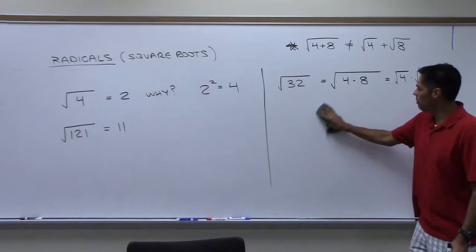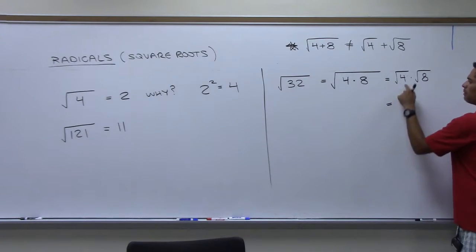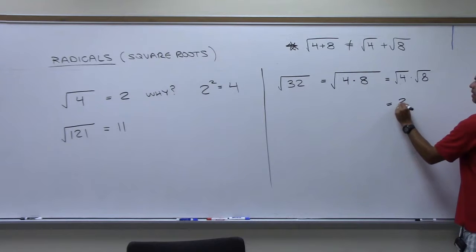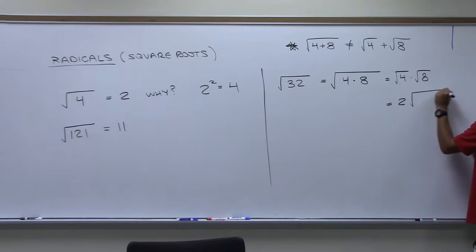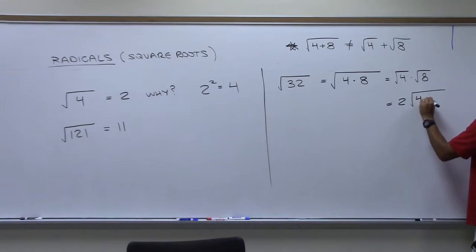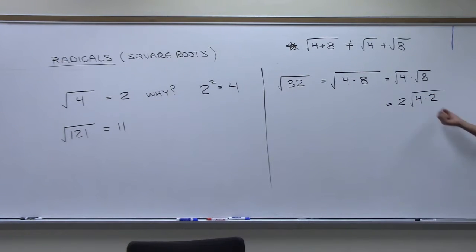And I'm going to move this one down a little bit. What would this be? What's the square root of 4? Well, 2. And the square root of 8? Well, that's not a perfect square. So then you'd have to break the 8 down. Can you think of something that multiplies to be 8? 4 and 2 again, right? And then you split this one up into two radicals.